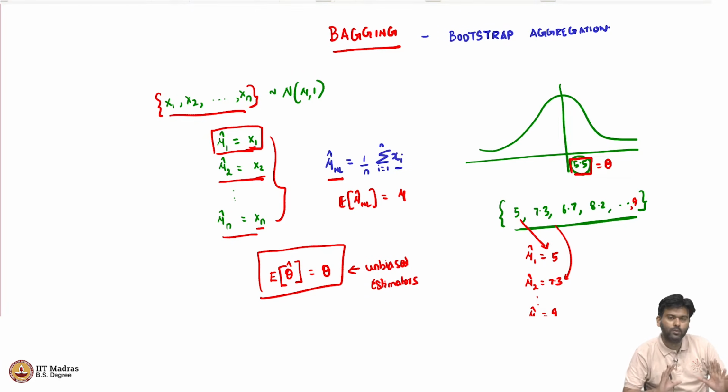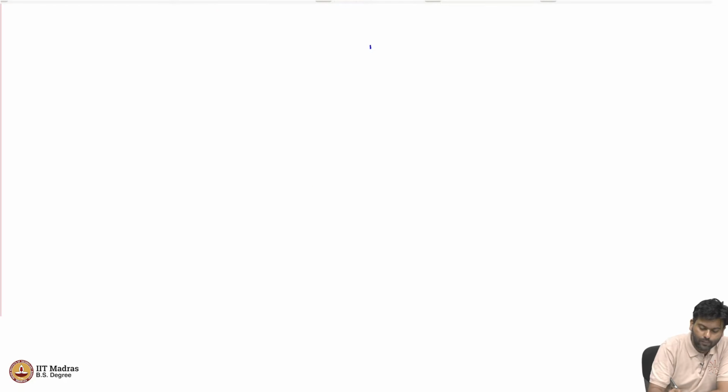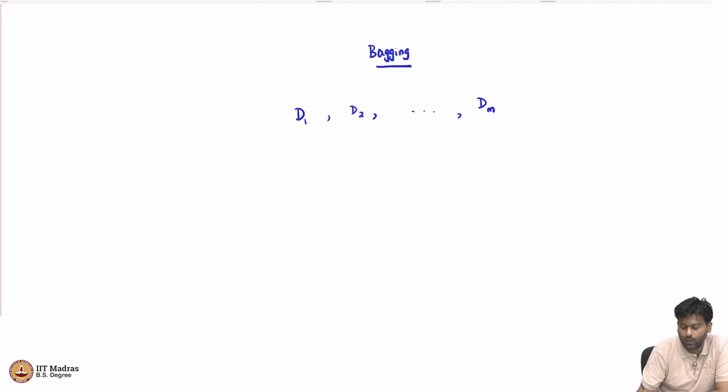So, we are going to take inspiration from this idea and see how it can be applied to classification problems. For that, we are going to do bagging, which is going to work as follows. Let us say we had access to data sets D1, D2 till Dm, where each Di has n data points.